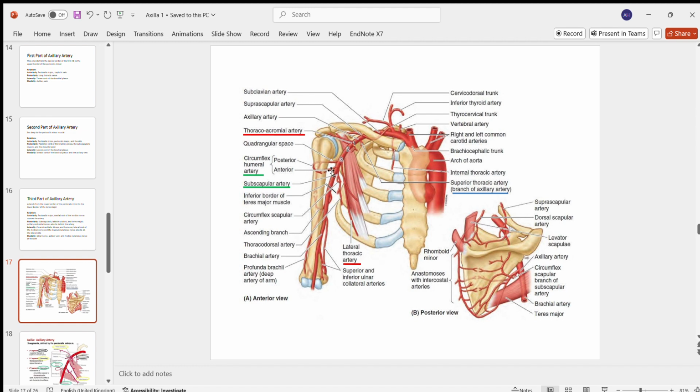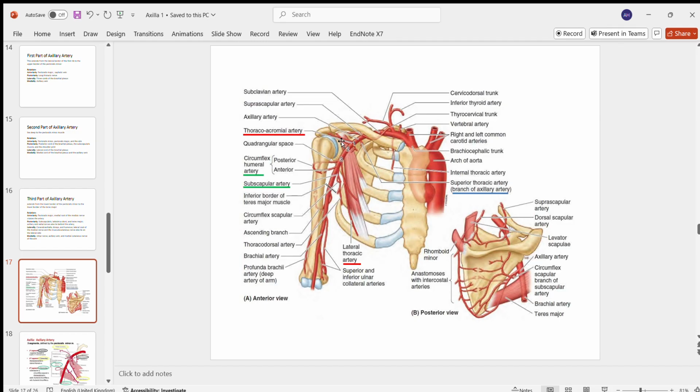So the first part gives off only one branch, the superior thoracic artery. The superior thoracic artery passes between the pectoralis major and minor muscle and supplies them. Then the second part gives off 2 branches.